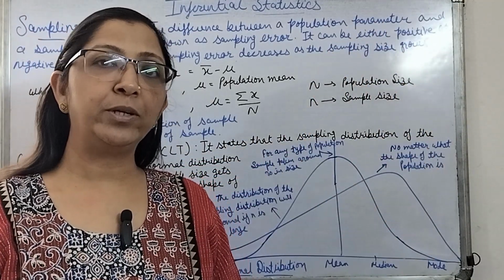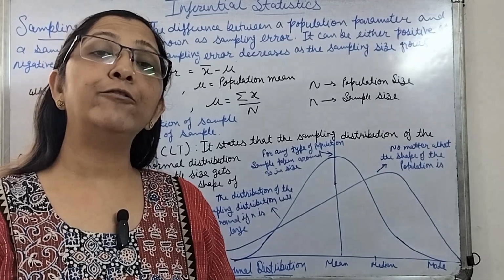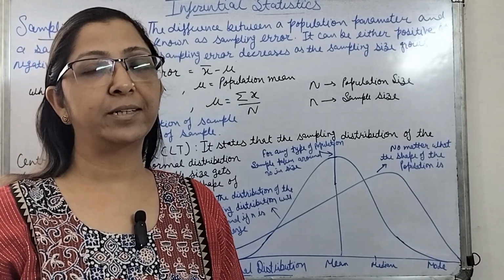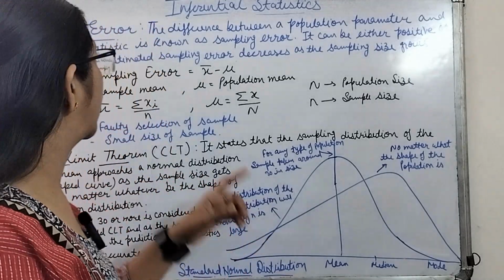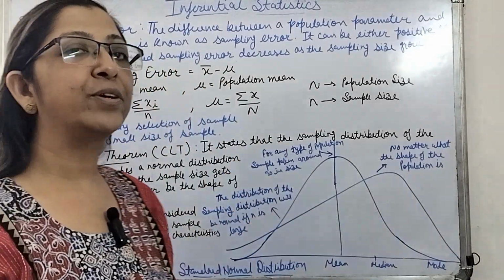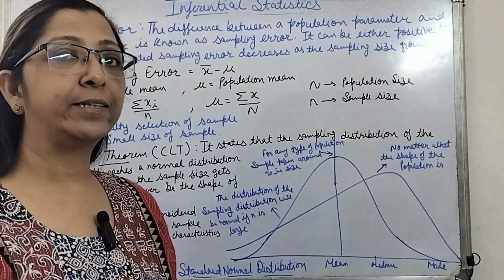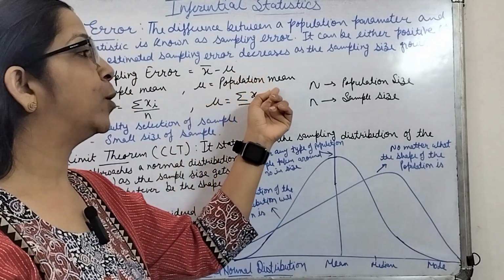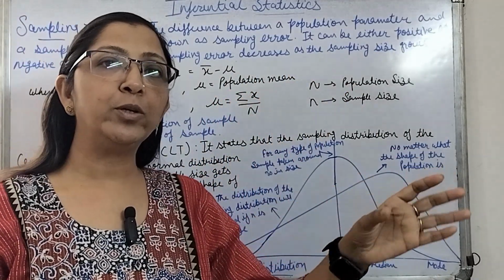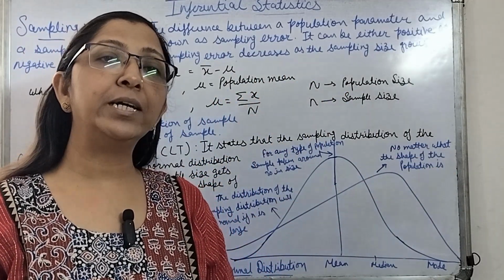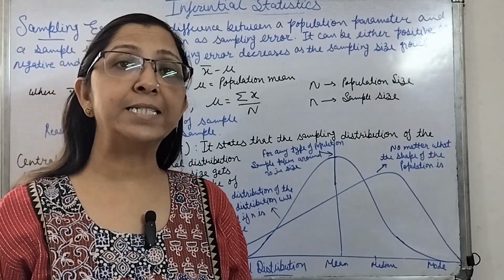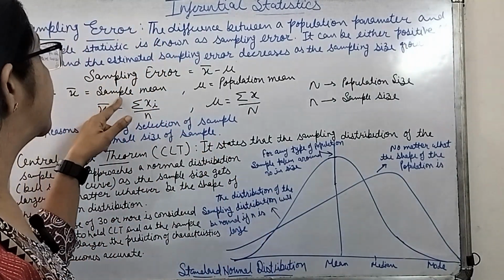And if from the population we have taken some sample and for that sample we are measuring the characteristic, then it is known as your statistic. Now suppose we are calculating the mean, and for the whole population we have calculated the mean, then it will be known as your population mean. And from the population we have taken the sample and we are calculating the mean for that sample, then it will be known as your sample mean.